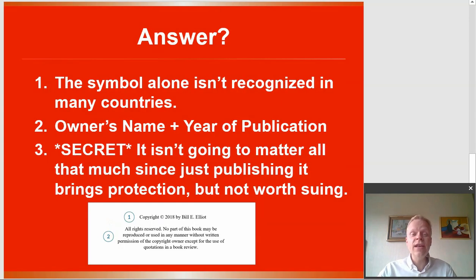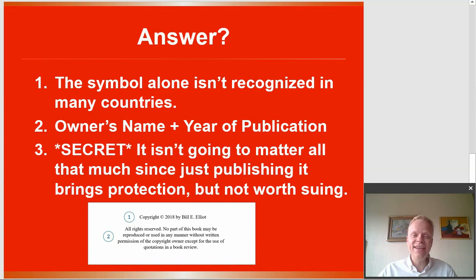The first thing is, if we're going to do our self-publishing copyright page, you're going to want to write copyright and then have the C symbol. Some countries don't recognize the copyright symbol, so you're going to want to write out the word copyright. In addition, you'll have the year, and you'll also have the owner of the copyright. And then you can also include all rights reserved. No part of this book may be reproduced or issued in any manner without written permission of the copyright owner, except for the use of quotations in a book review. This can also be added in order to try to protect the document.